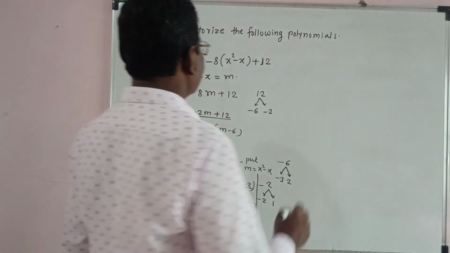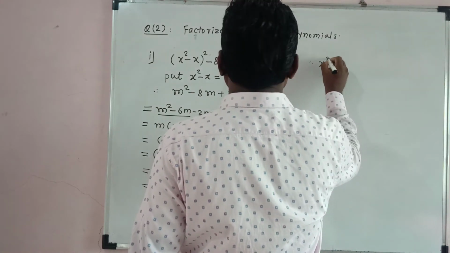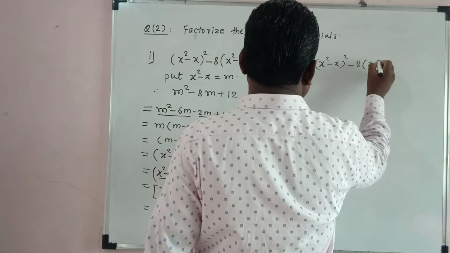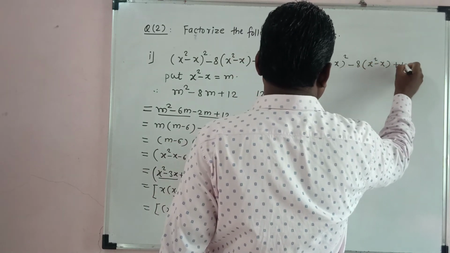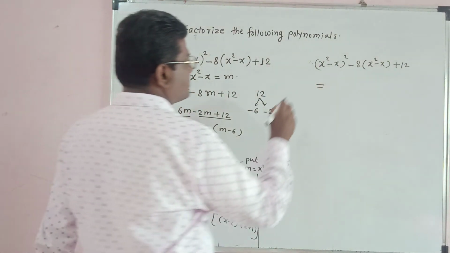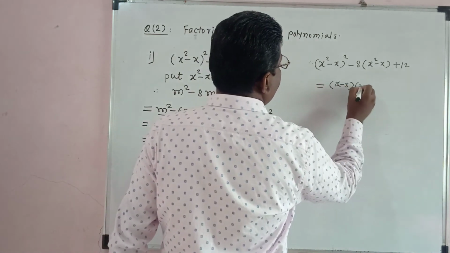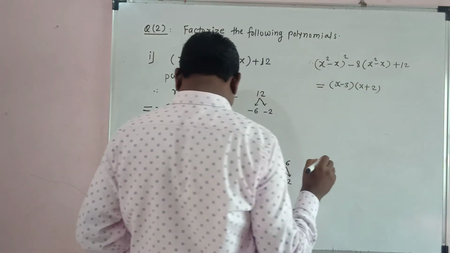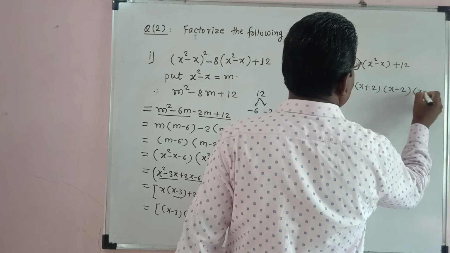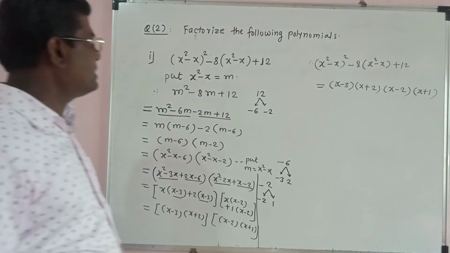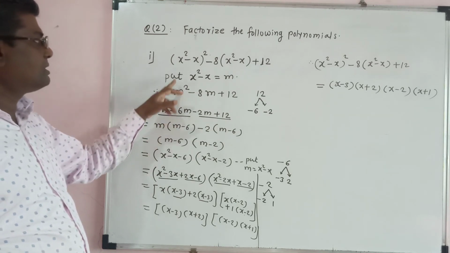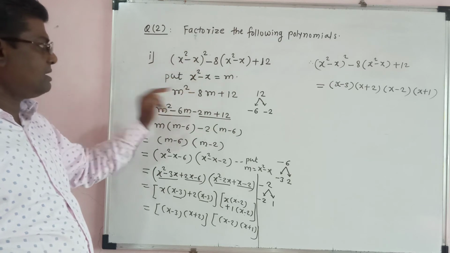Therefore (x square minus x) bracket square minus 8 in bracket (x square minus x) plus 12. The factors of this polynomial are x minus 3 in first bracket, into x plus 2 in second bracket, x minus 2 in third bracket, and x plus 1 in fourth bracket. Thus we can factorize this type of examples by substituting x square minus x is equal to m.